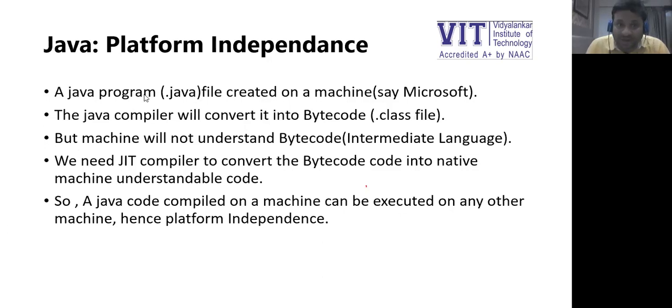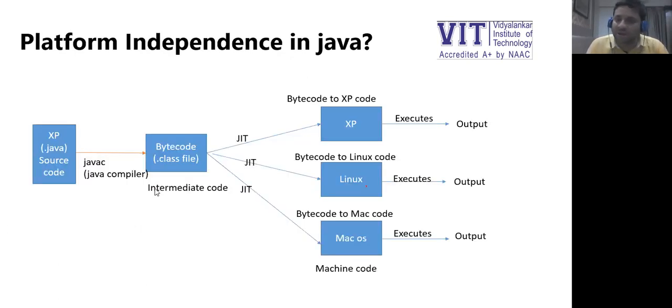So Java is platform independent because if a Java file is created on a machine, let's say Microsoft, the compiler converts it into a .class file, and the machine will not understand bytecode, as we have seen. So we have another compiler, the JIT compiler, which will convert bytecode into native machine code. So a Java program compiled on one machine can be executed on any other machine. This is a very important aspect when it comes to understanding Java. The first and foremost important feature of Java that made it so successful is that Java is platform independent. This we have seen.